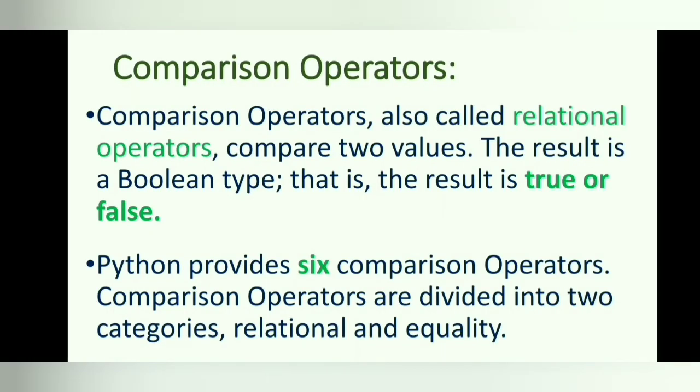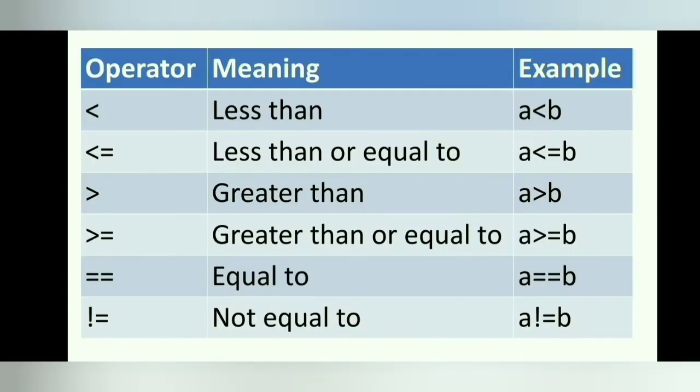Comparison operators. Comparison operators, also called relational operators, compare two values. The result is a Boolean type, that is, the result is true or false. Python provides 6 comparison operators. Comparison operators are divided into two categories, relational and equality. Comparison operators are all binary operators that accept two operands and compare them. The result is either true or false.